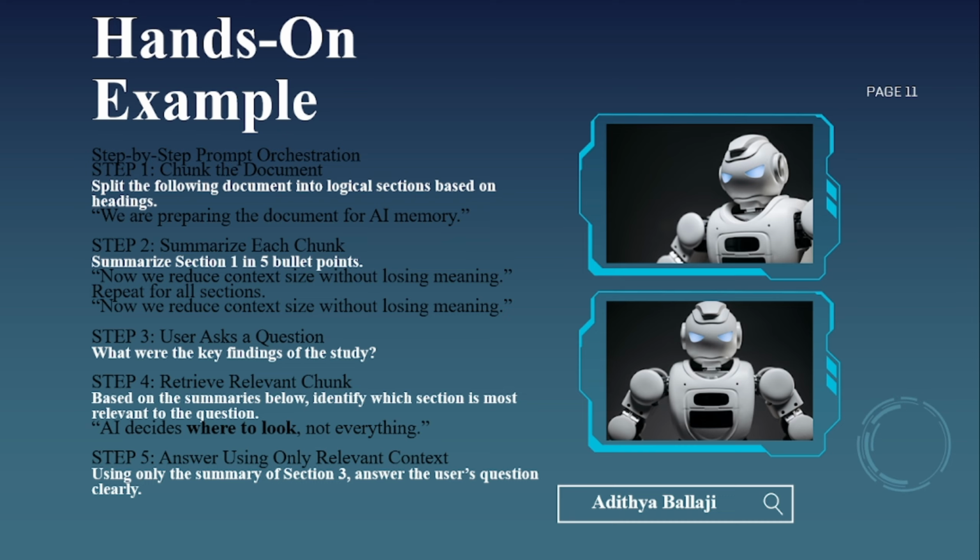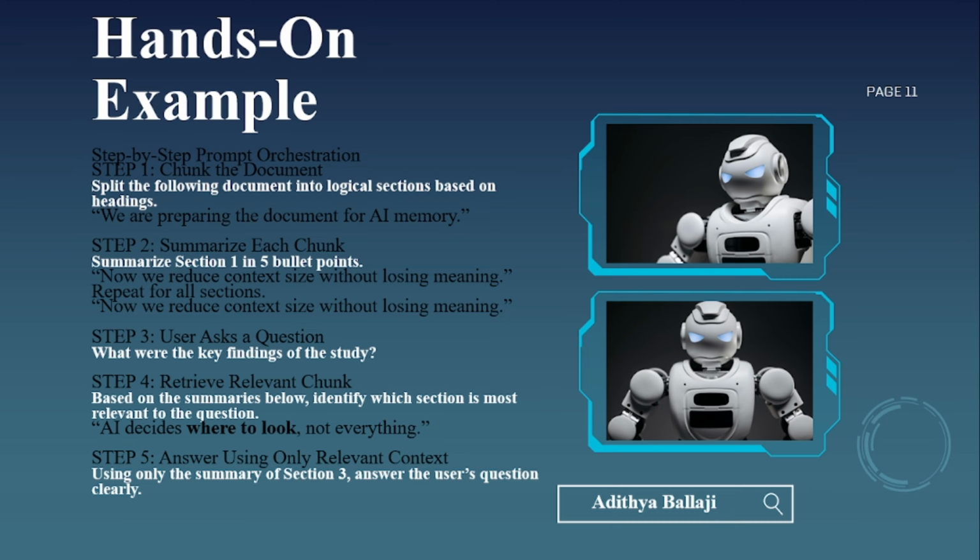Now I'm going to ask, "what are the key findings of the study?" Now what will happen is that ChatGPT already has the data. Now it is working on the memory. "Based on the summaries below, identify which section is the most relevant to the question." So AI decides because it already has the data. Now AI will decide where to look, not everything. It will not go through everything. It will only see where it has to see because it is broken down into different sections.